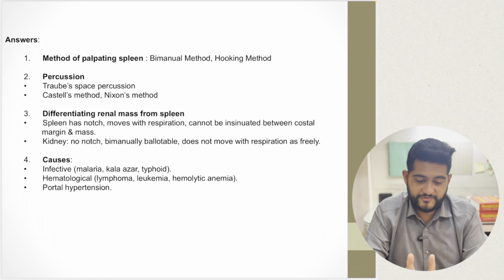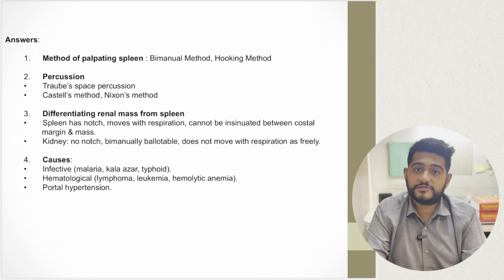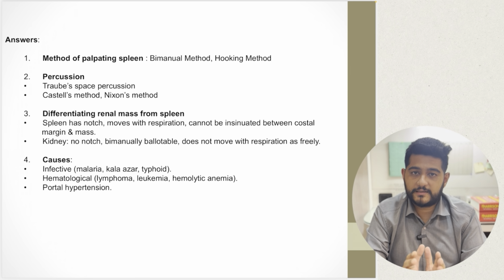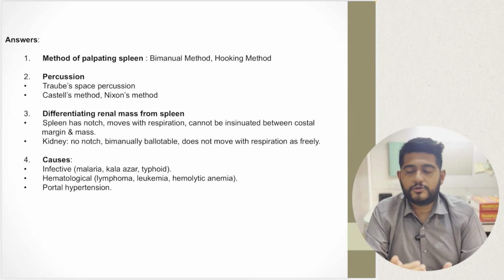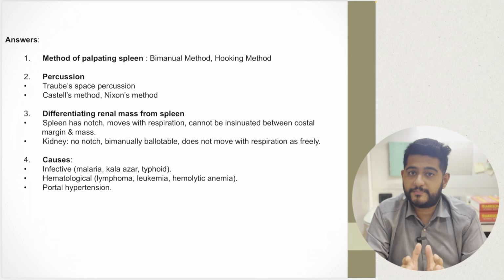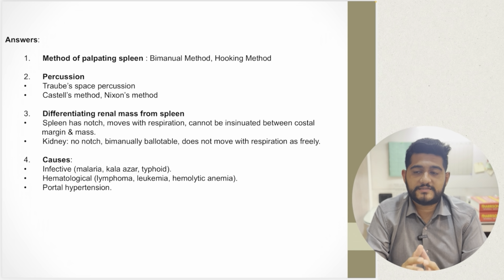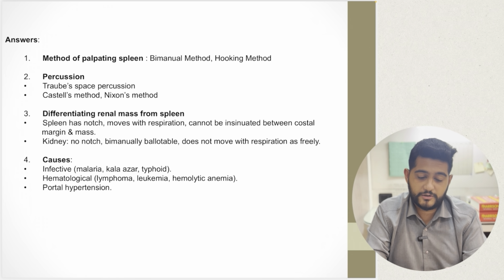So the important causes are infective causes: malaria, kala-azar, typhoid; hematological causes like lymphoma, leukemia, hemolytic anemia; and portal hypertension. Remember, whenever you are asked about causes of anything in a postgraduate examination, you should always answer by category, like infectious, non-infectious, autoimmune, drugs, toxins, and then mention different causes under that. But never keep on blabbering random causes, because that doesn't set the right impression. Always in post graduation, if you answer by mentioning infections, non-infections and so on, it sets the right impression with the examiner. That's why, if you are asked about causes, you can write like that: infective, non-infective, hematological and so on.